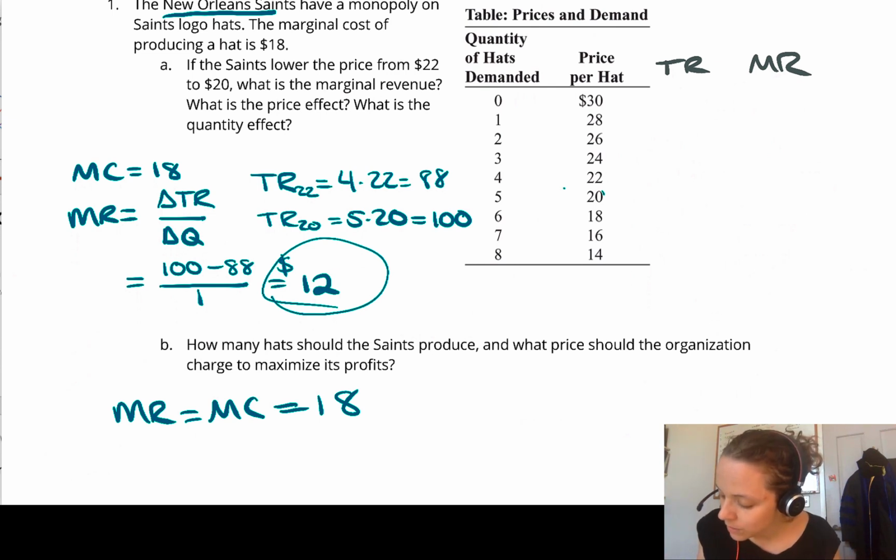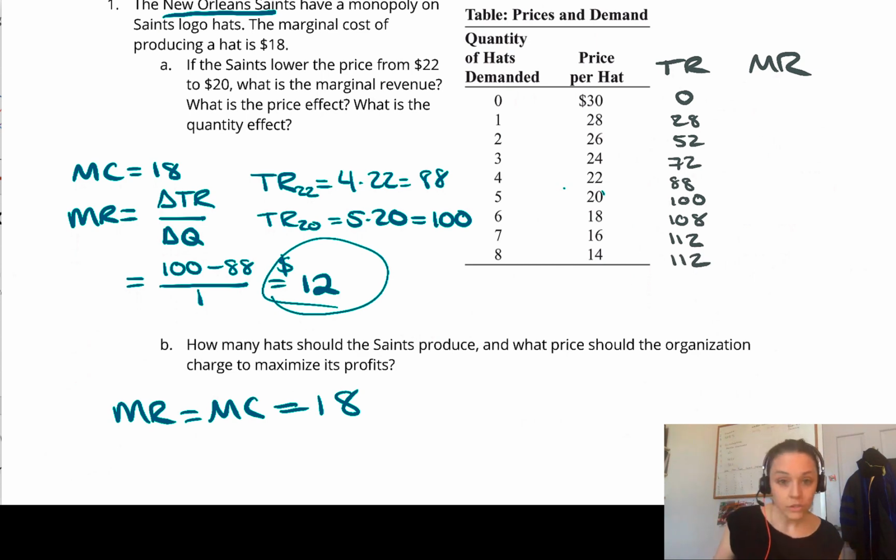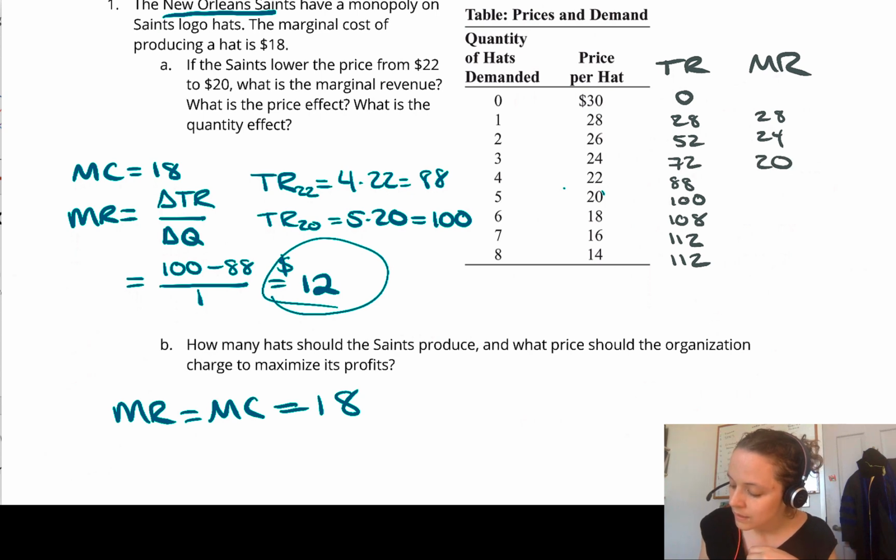So this is 0, 28, 52, 72, 88, 100, 108, 70 plus 42 is 112, 80 plus 32 is also 112. So what's our marginal revenue? Our marginal revenue is 28. Then it is, what is that, 24? Then it's 20, then it's 16, then it's 12, then it's 8, then it's 4, then it's 0.